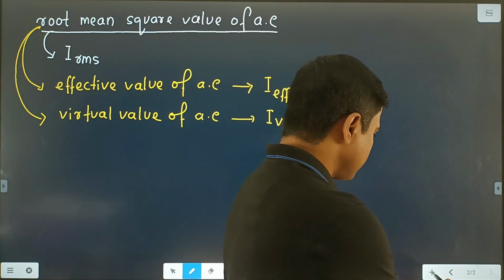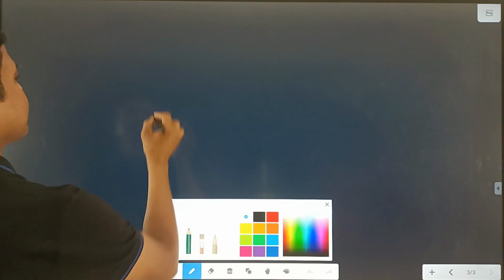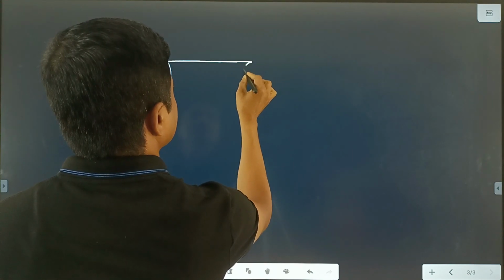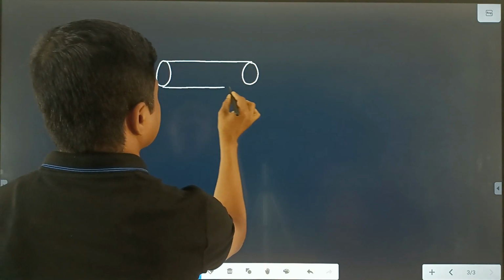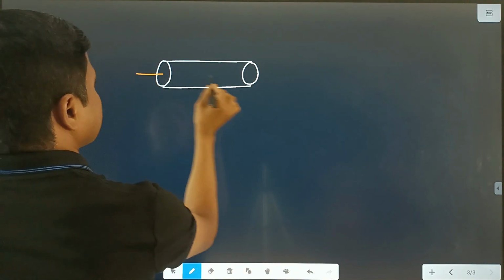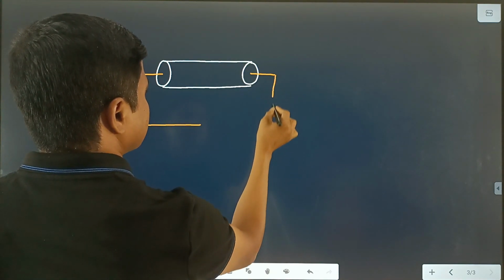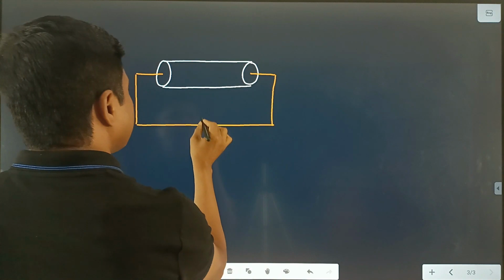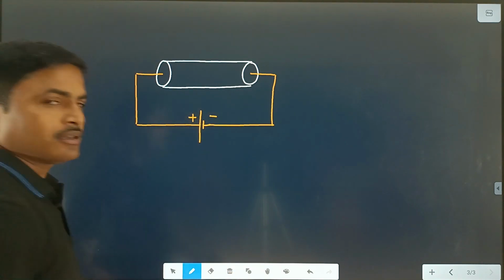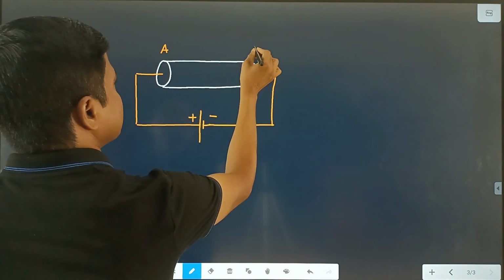In the chapter current electricity, we know Joule's law of heating effect. Suppose you take a conductor. This one is the conductor, and these are the external wires. External wires are connected between the two ends of the conductor, and a battery is connected. This side is positive, this side is negative. This is the end A of the conductor, this is the end B.